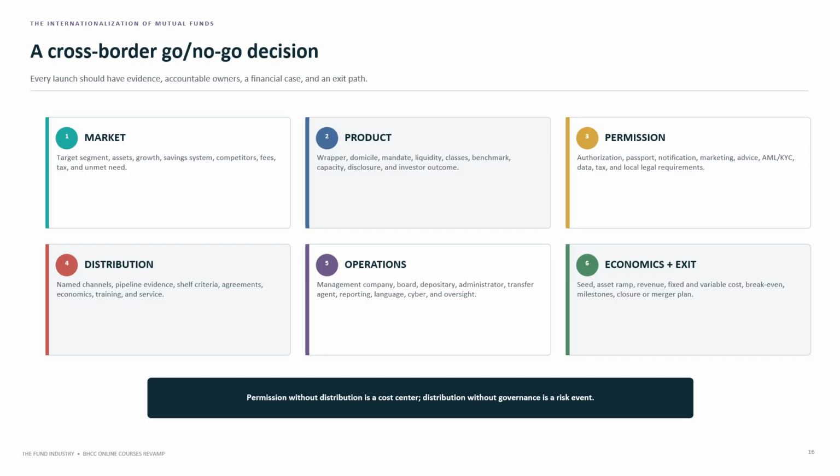Permission without distribution is a cost center. Distribution without governance is a risk event. A good launch committee should be capable of saying no while everyone is still excited, which is precisely when saying no is most economically valuable.